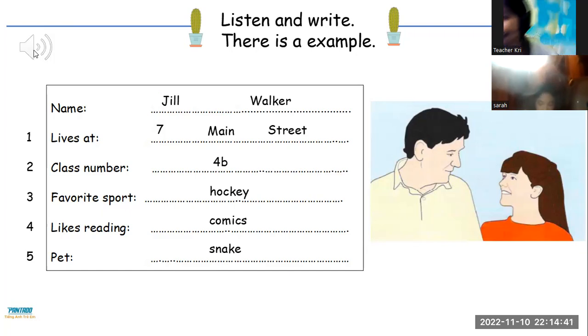1, Where do you live, Jill? I live at 7 Main Street. Can you spell that, please? Yes. M-A-I-N. 2, Do you like school, Jill? Yes, I do. Which class are you in? I'm in 4B. I've got a lot of friends in the class. 4B.